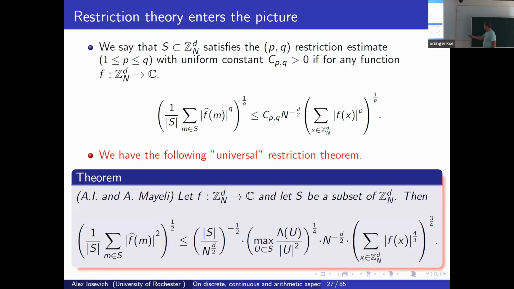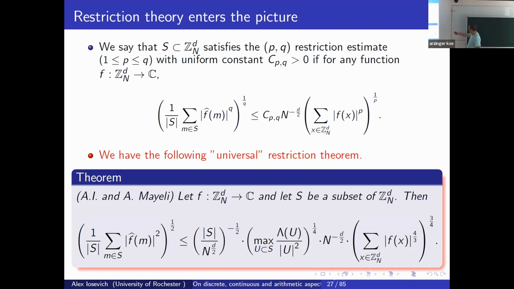The last thing that we did in yesterday's lecture is we introduced a restriction estimate for a set S. We say that a set S satisfies a PQ restriction estimate with constant CPQ if for any signal the normalized LQ norm of the Fourier transform is bounded by a constant CPQ, n to the minus d over 2, times a non-normalized LP norm of the function. We have also discussed the fact that when P equals 1, this always holds.